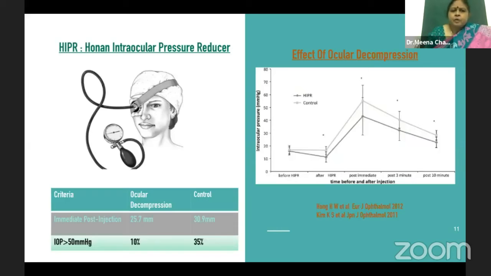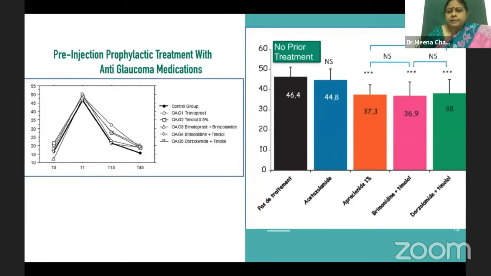Pre-injection compression of the globe by using the enhanced pressure reducer, or even the pinky ball that we routinely use in cataract surgery, has no effect on the transient elevation that is seen post-injection.